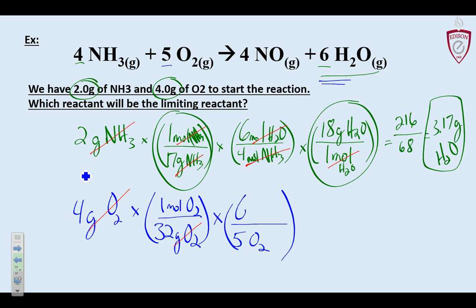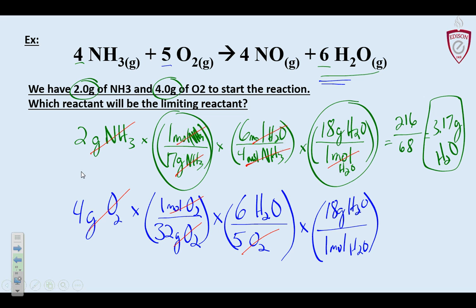And then 6 moles of H2O on top. Now I'm in moles of water, and we have to get into grams of water. Look at that same conversion factor again, because we picked a common product to work with: 18 grams of water for 1 mole of water. My moles of water cancel, and I'm on to calculator time.